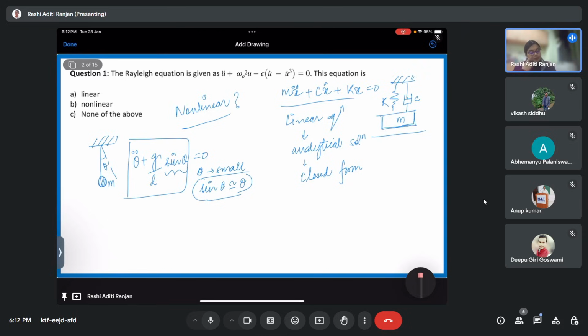Okay, so coming on to the question, we have this equation, which is u double dot plus omega naught square u minus epsilon u dot. Now this in general is known as a Rayleigh equation. As you proceed further with this course, you'll get to know that this Rayleigh equation is very important and it brings about a very important concept of nonlinearity.